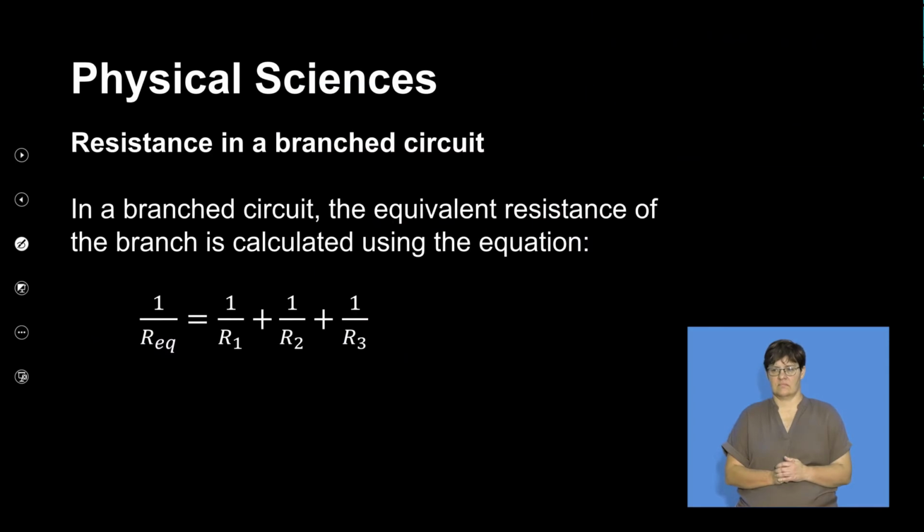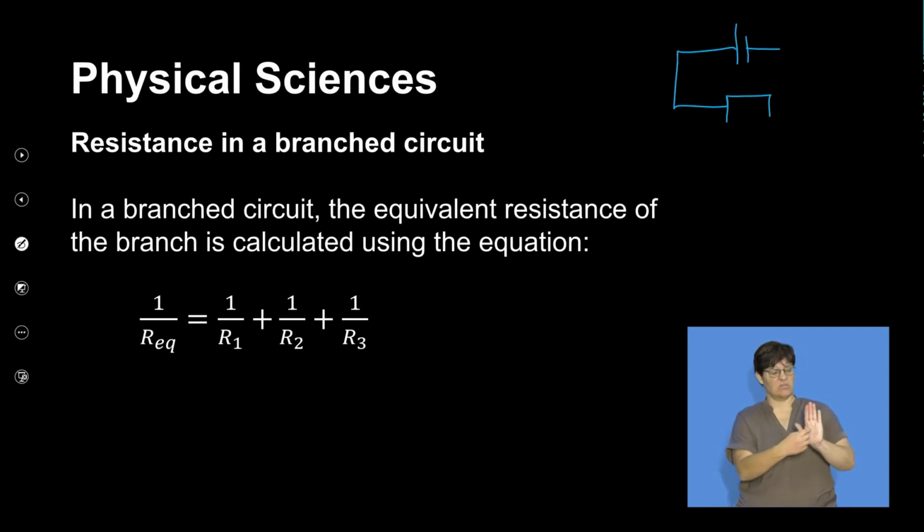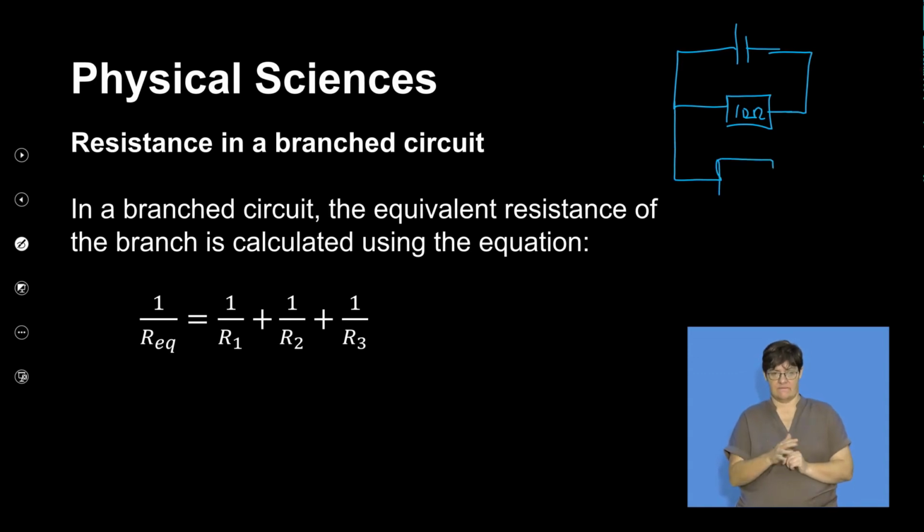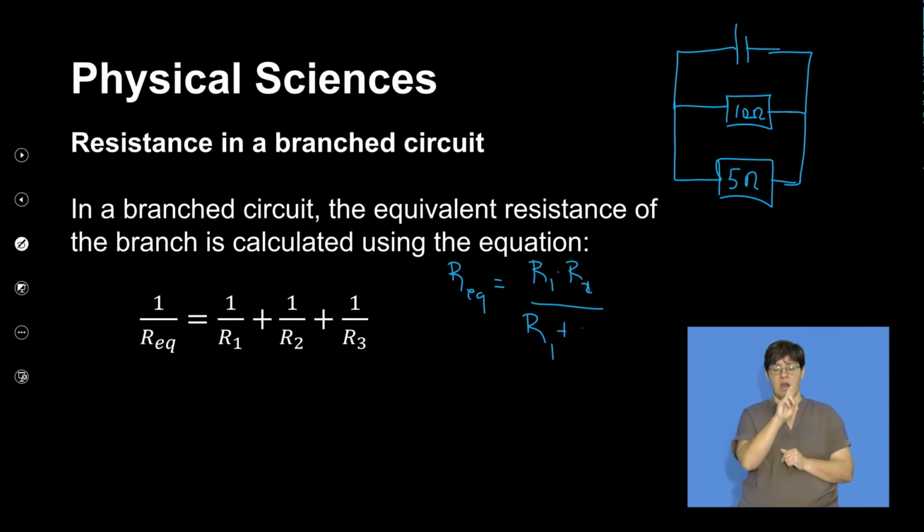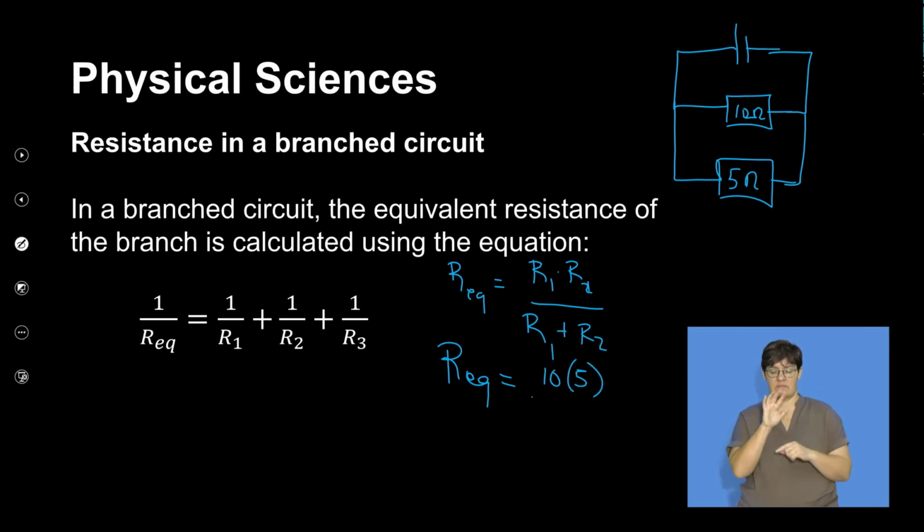So if we look at the example that we had in the simulation, where the 10 ohm resistor was connected in a branch circuit, in parallel with the 5 ohms, we can use this formula to calculate the equivalent resistance. R equivalent is equal to the product, R1 R2, divided by the sum, R1 plus R2. So R equivalent, only for 2 resistors, is 10 multiplied by 5, divided by 15. The 15 is the sum of the 2.